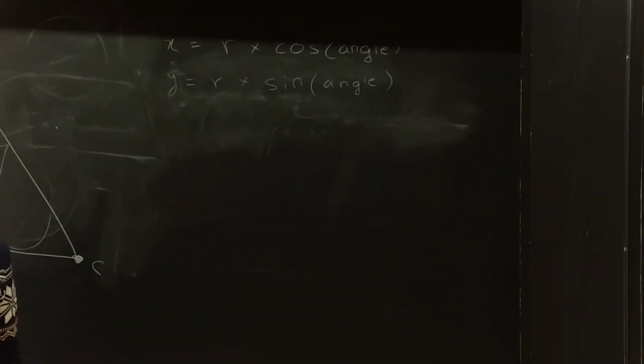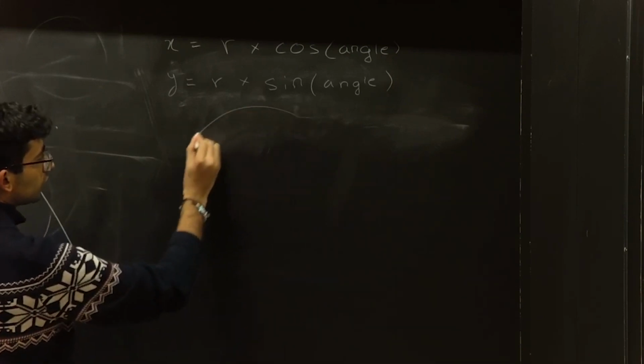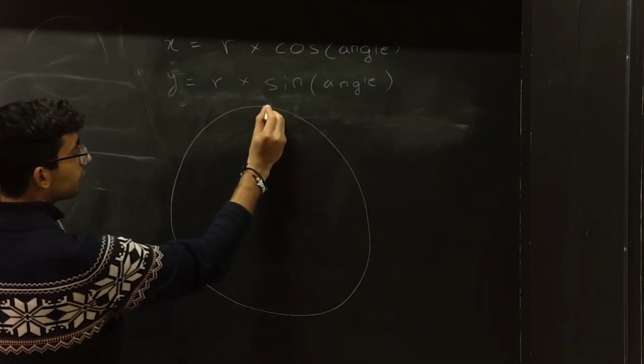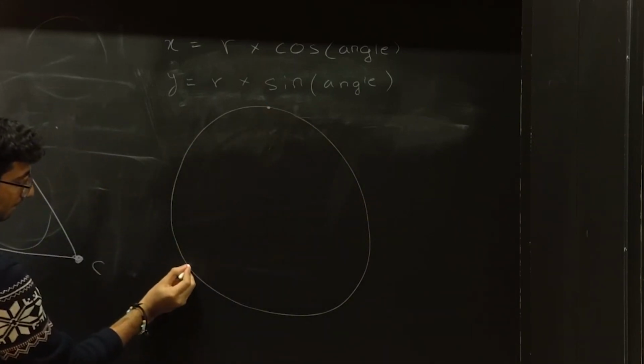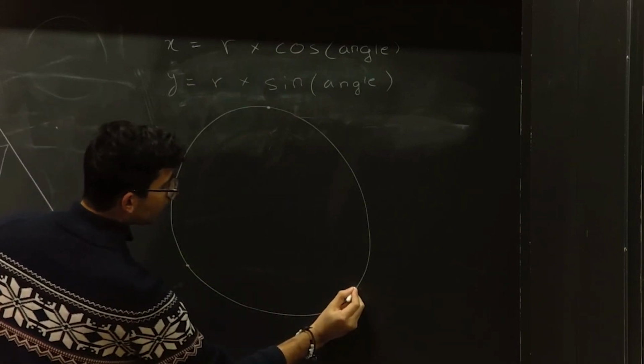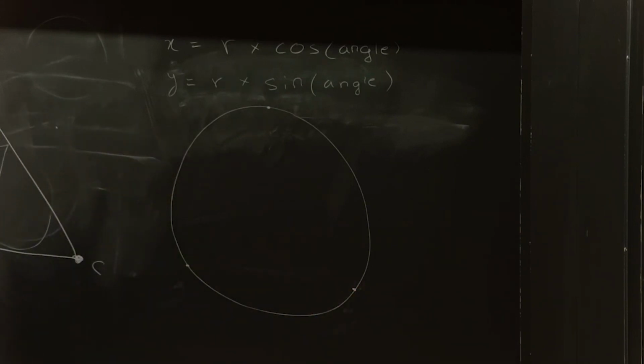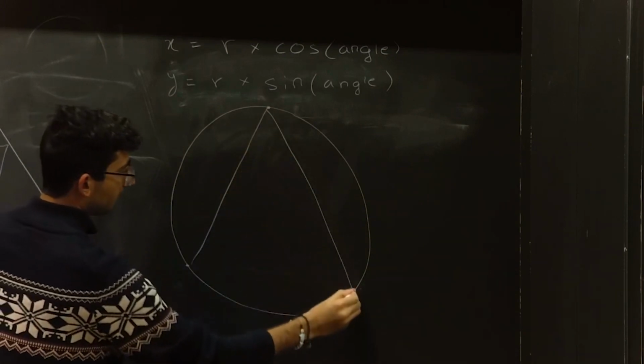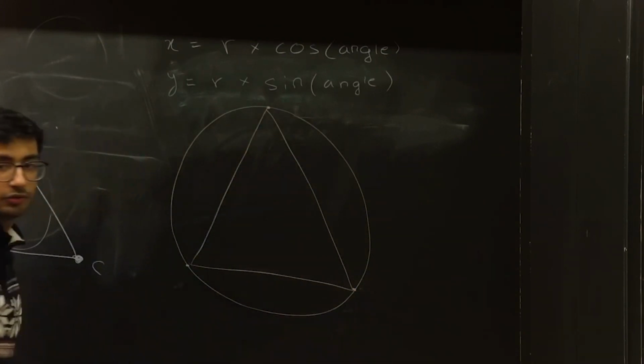And so if we want the coordinates of our triangle, all we need to do really is just take a circle and find 3 equidistant points along that circle, and that gives us the vertices of our triangle, right? So as long as we know those, we're good.